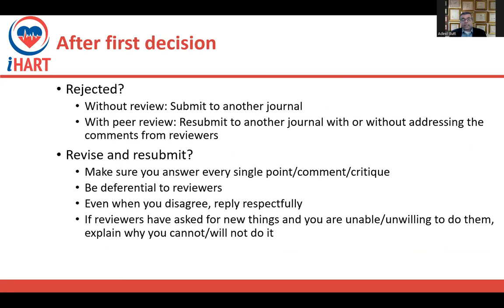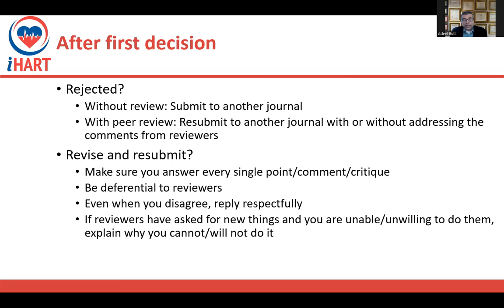If the journal has sent it for peer review and you've received comments from peer reviewers, you can submit to another journal with or without addressing the comments from those reviewers. Some of the reviewers' comments can actually be very, very helpful and make your paper much stronger. And if you're able to address them, I encourage you to do that before submitting to another journal.